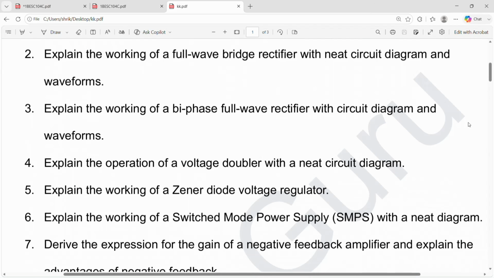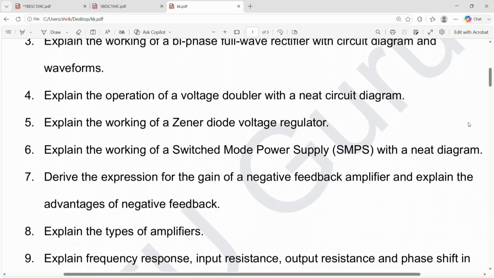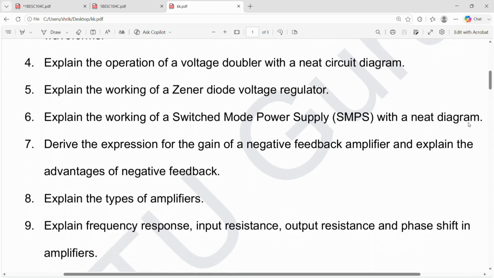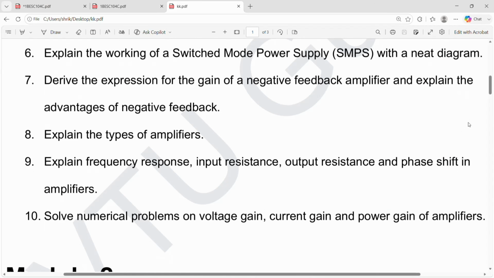Derive the expression for the gain of a negative feedback amplifier and explain the advantages of negative feedback. Explain the types of amplifiers. Explain frequency response, input resistance, output resistance and phase shift in amplifiers. Solve numerical problems on voltage gain, current gain and power gain of amplifiers.